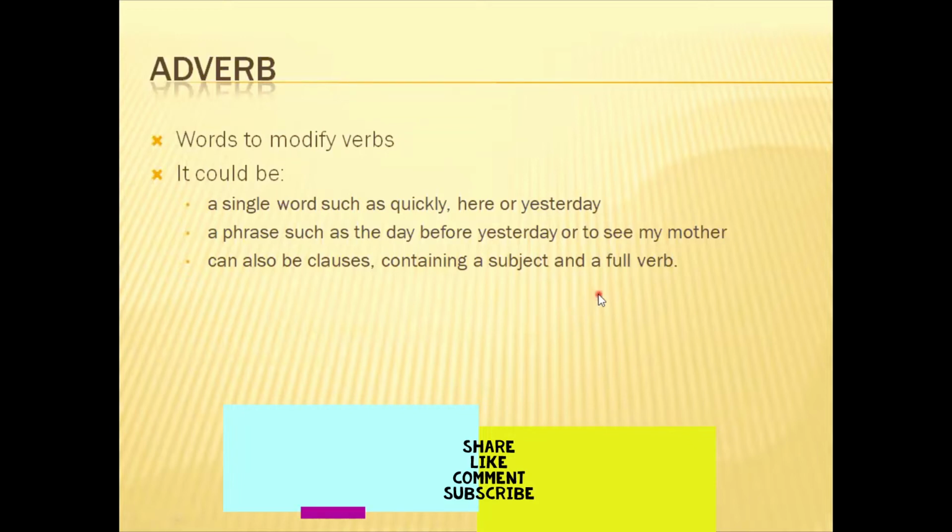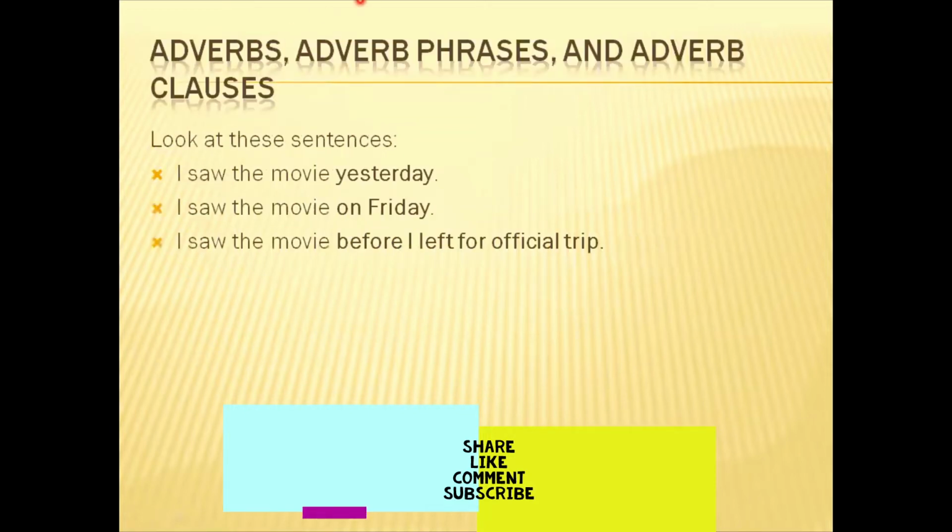Next, what are adverbs, adverbial phrases, and adverbial clauses? Look at these sentences. I saw the movie yesterday. Here, yesterday is an adverb. Next, I saw the movie on Friday. It's a phrase, on Friday. Then, I saw the movie before I left for official trip. Here, yesterday is an adverb, the adverb phrase is nothing but on Friday, and now a clause, before I left for a trip.